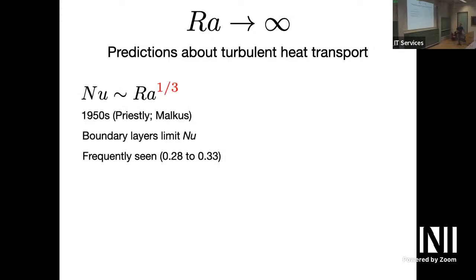The first one is that Nusselt will go like Rayleigh to the 1/3. This was proposed independently, by slightly different physical arguments, by Priestley and Malkus in the 50s. Basically, what these arguments boil down to is if you assume that the thermal boundary layers are going to have a limiting effect on heat transport through the layer, you are led to conclude that the scaling should have a 1/3 exponent. Basically, it can't go faster than that because the thermal boundary layer would have to get steeper, and it doesn't want to be that steep, so it has to get less steep. This leads you to a 1/3.